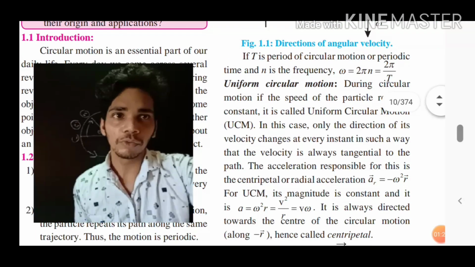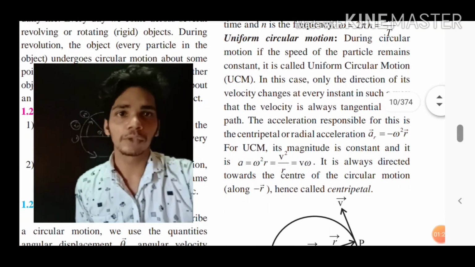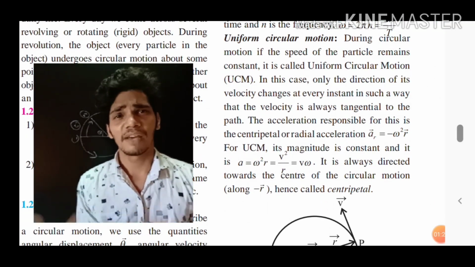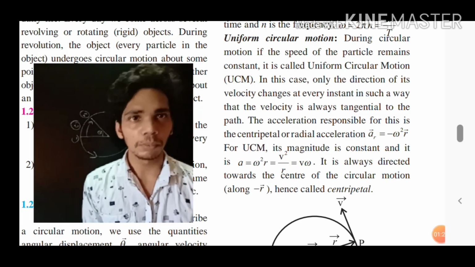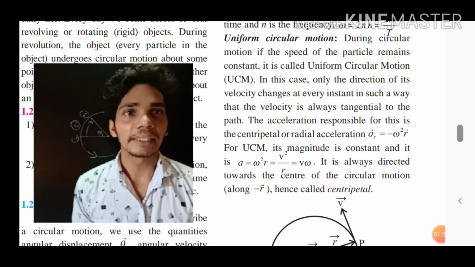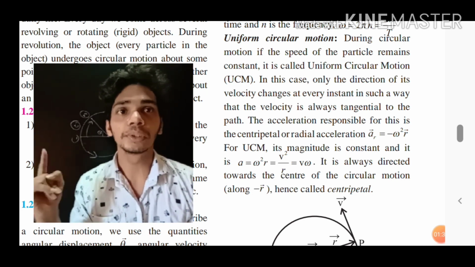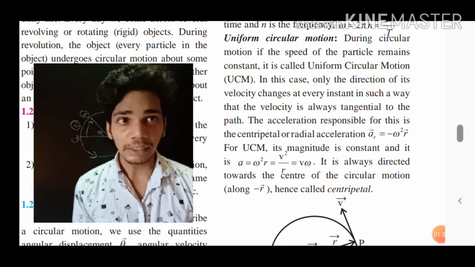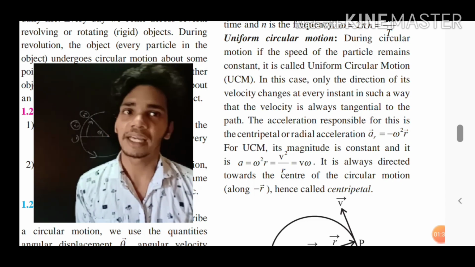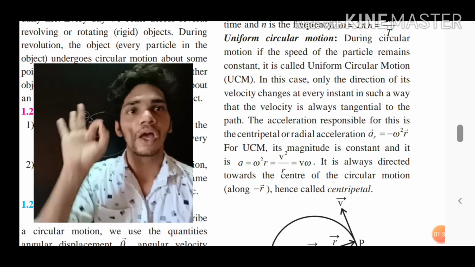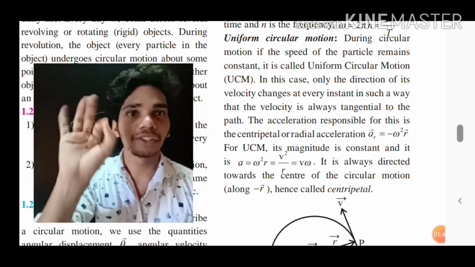So this also gives the direction of the angular velocity. Let's move to the uniform circular motion. As we mentioned, uniform circular motion is the one having a constant speed. So during circular motion, if the speed of the particle remains constant, it's called uniform circular motion, abbreviated as UCM. In this case, only the direction of its velocity changes at every instant, in such a way that velocity is always tangential to the path.